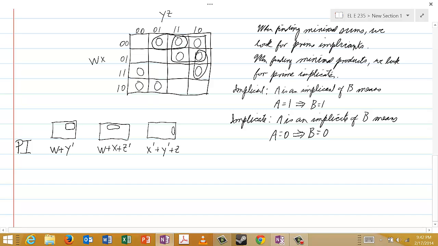And now let's identify any other prime implicates. Well, we have this grouping right here. And what is the name of that? W is constant and equal to 1, so we have W prime. X is changing, so it doesn't appear in the name. Y and Z are both constant equal to 0, so we have or Y or Z. And we also have this prime implicate right there.